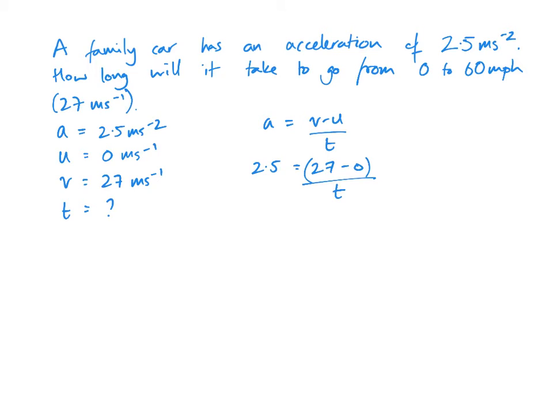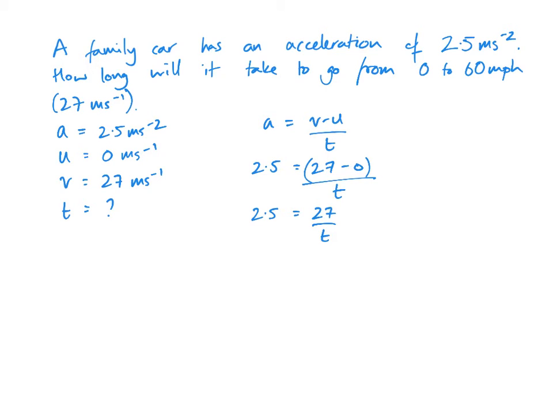It's dead easy. 27 minus 0 is 27. So we're just going to rewrite that in a slightly different, simplified form: 2.5 equals 27 divided by t. But what I'm trying to work out is t, and that's in the bottom line. That's the worst case scenario in terms of the reorganisation you're going to have to do. I will need to get t off of the bottom line.